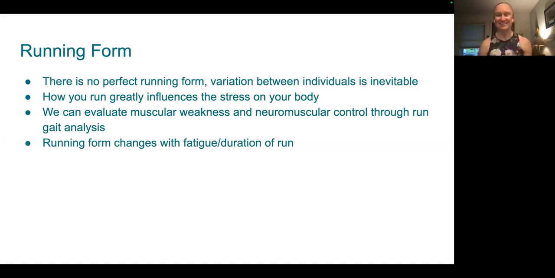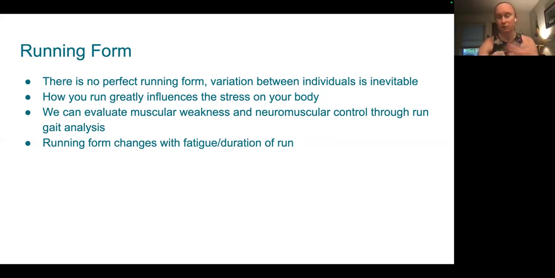Okay, so again, there is no perfect running form. The variation between individuals is normal. There's only one ideal running form for you specifically. And if we talk about running or walking gait, a lot of these things go back to when we were growing up as babies, as toddlers, as children, and learning how to move and interact with the world. And when we grew through puberty and stuff like that, the way we moved changed again.